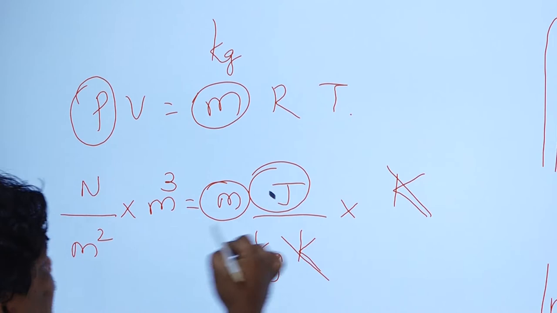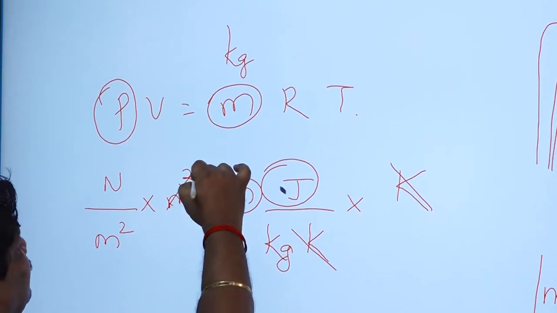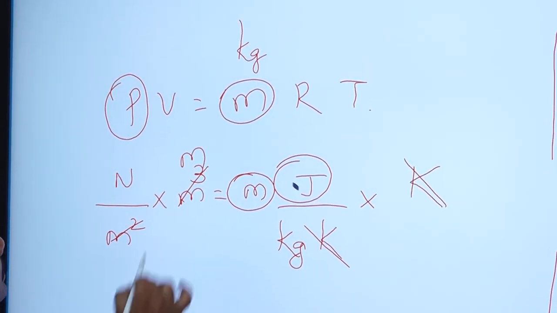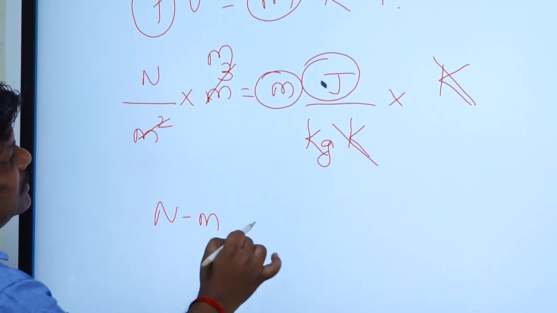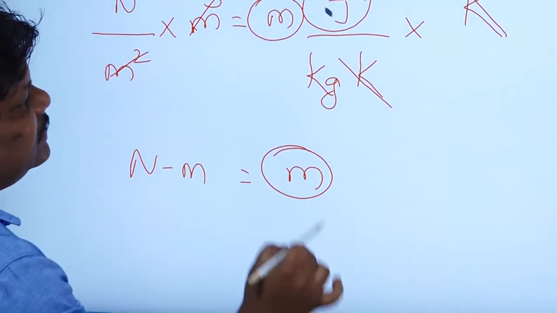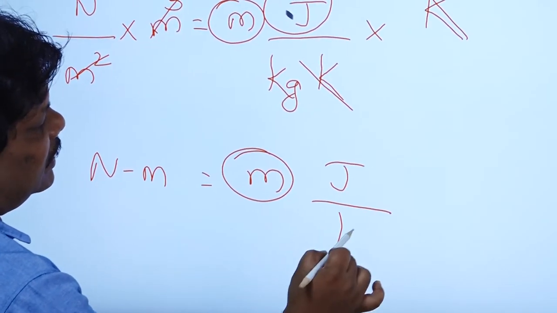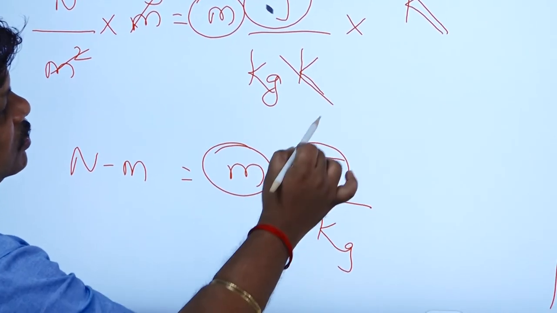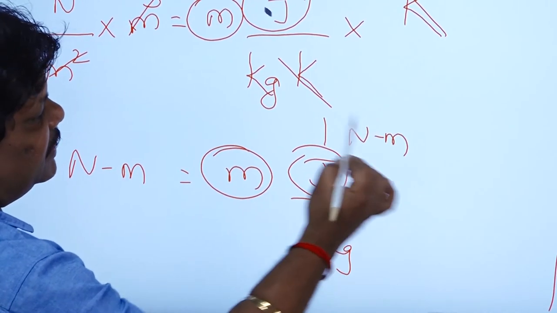So these two will get cancelled, and here you can see that it is meter, so Newton meter is equal to, this is a mass, joule per kilogram. Here you can see 1 joule is nothing but 1 Newton meter.